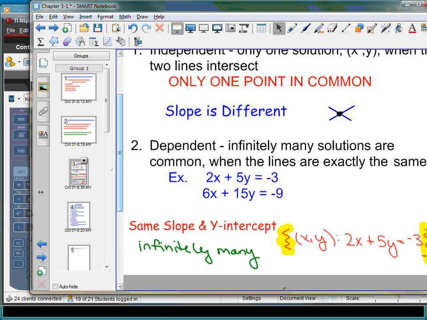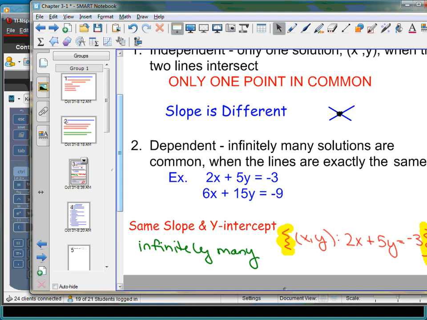So what does it mean to cosmetically change? Cosmetically changes means we multiply or divide by a value. Right? Okay. So how did I go from 2x to 6x? Multiplied by 3. How did I go from 5y to 15y? Multiplied by 3. How did I go from -3 to -9? Multiplied by 3.